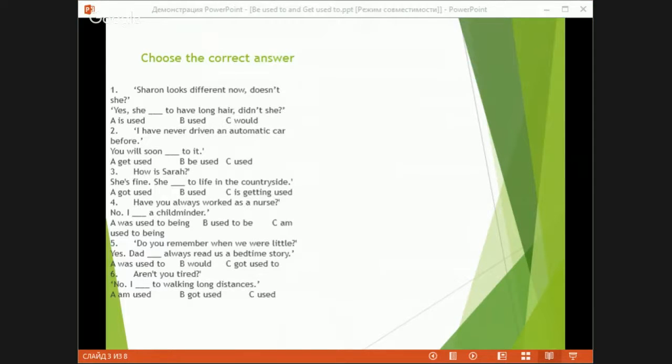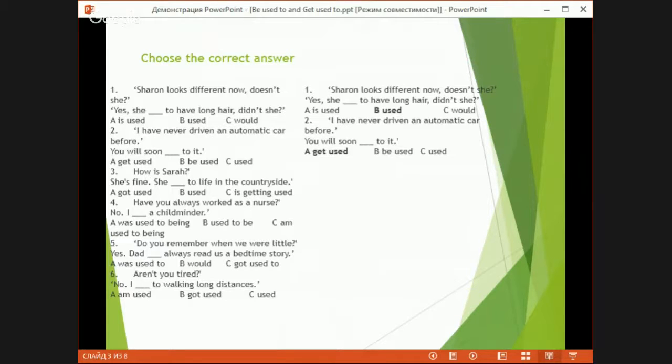Well, I hope you had enough time to think of. Let's look. Sharon looks different now, does she? Yes, she used to have long hair, didn't she? So we have here used to, it's just past construction. And we cannot use would because it's a state and not action.